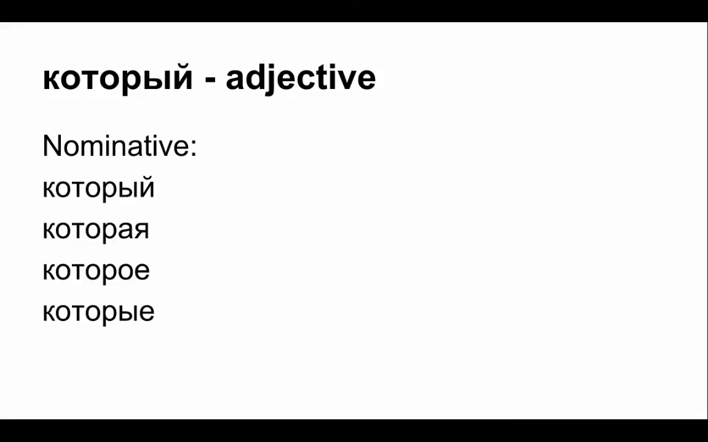As we said, который is an adjective, so here we have our nominative forms of который in the different genders. Say them after me. Который. Которая. Которое. Которые. These don't sound too much different because of vowel reduction, but they're definitely spelled differently.